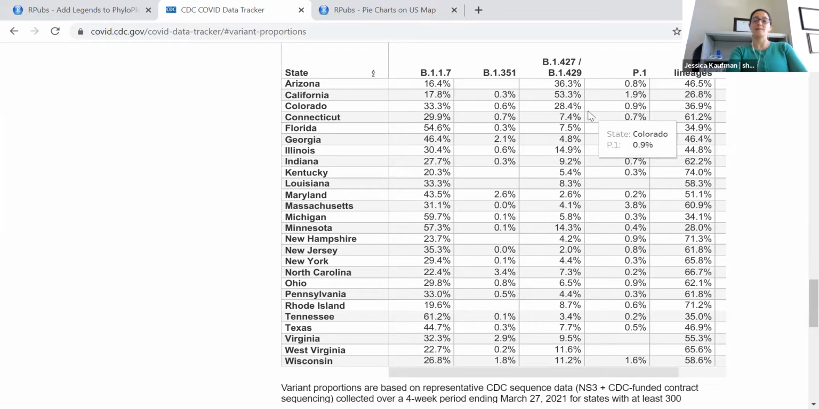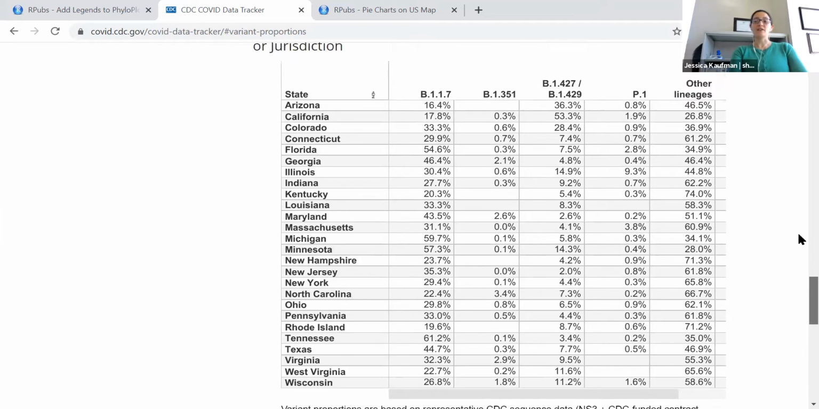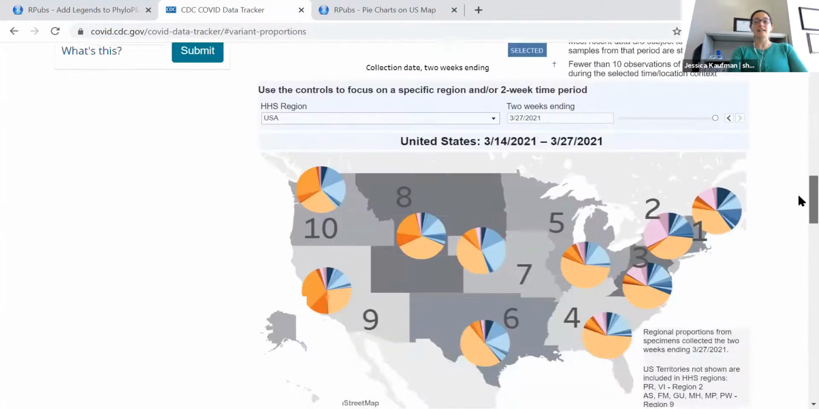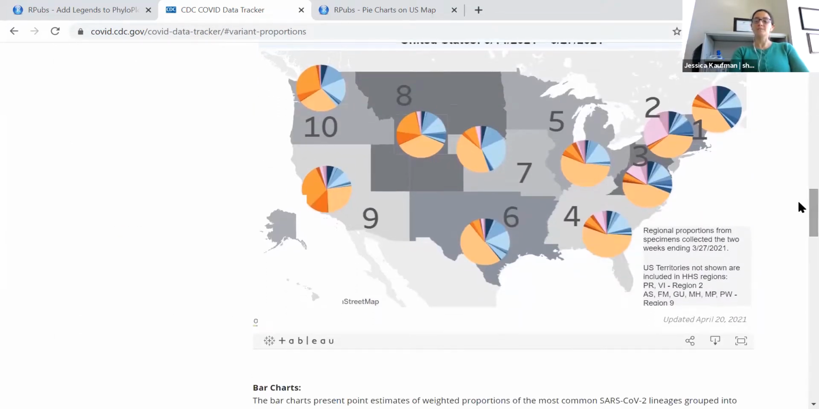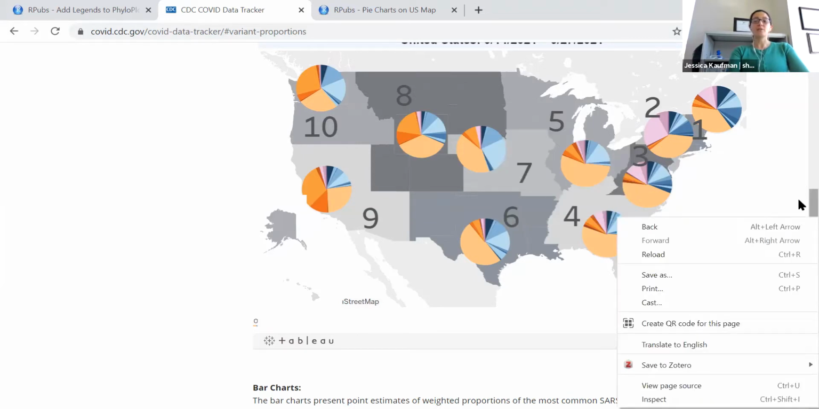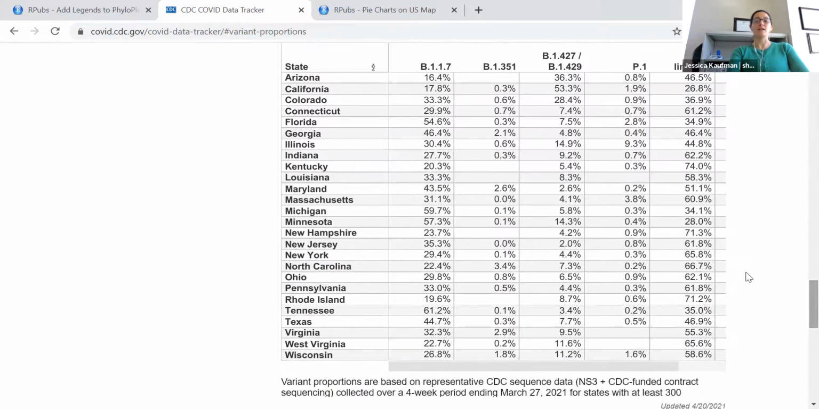I'm going to have you guys create a map that looks a lot like this graph with pie charts, but you'll do it for 5 states that you select. Try to pick states that are not right next to each other so that it's visually easy to see. And then only pay attention to the percentage of B117. Because that is the dominant variant in the United States right now, we want to be able to track its prevalence in 5 different locations.